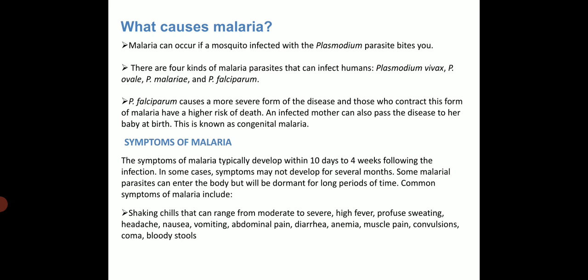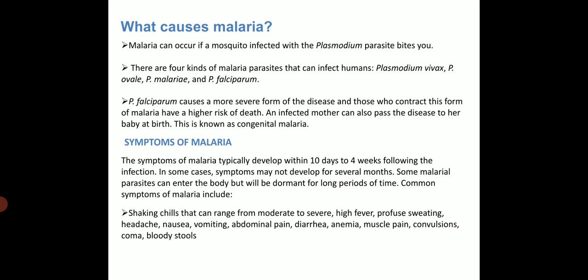An infected mother can also pass the disease to her baby at birth, and this is known as congenital malaria. Coming to the symptoms of malaria, they typically develop within 10 days to 4 weeks following infection. In some cases, symptoms may not develop for several months. Some malarial parasites can enter the body but remain dormant for a long period of time.